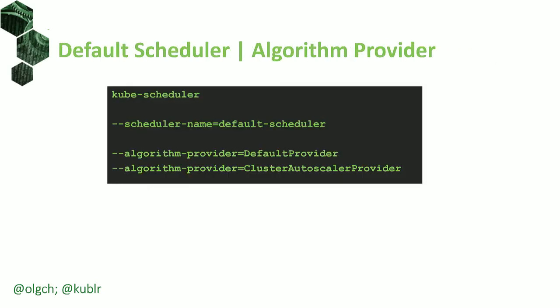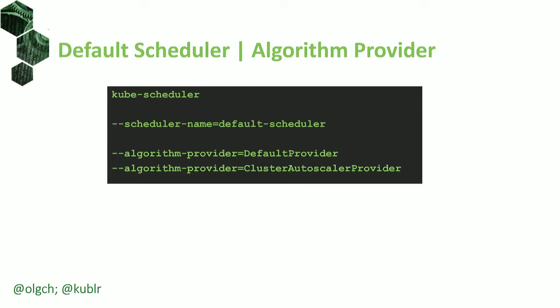As I mentioned in the beginning, scheduler is just another component running inside of your Kubernetes cluster. And just as any component, you can change its configuration. One very basic thing you can change there is to use a different algorithm provider. There is a default algorithm provider, which tends to spread pods as much as possible across different nodes. If you schedule pods using the default provider, even if you have a lot of resources on all your nodes, they will tend to go to different nodes.